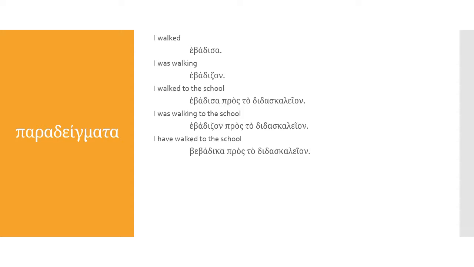Bebadika pros to didaskaleion. Bebadika. Now, notice two things here. Firstly, bebadika is marked by two features that tell us it's a perfect. Here it has the kappa alpha. The kappa is part of the perfect marking. And then we have reduplication at the front, be-ba. It doesn't have an epsilon augment, and the epsilon augment is what marks past time, past tense. The Greek perfect is not a past tense. It's telling us something about the present.